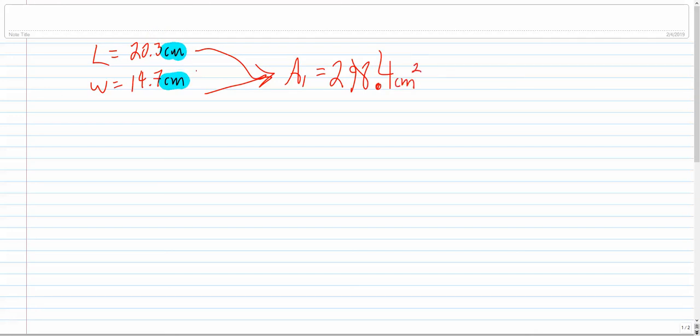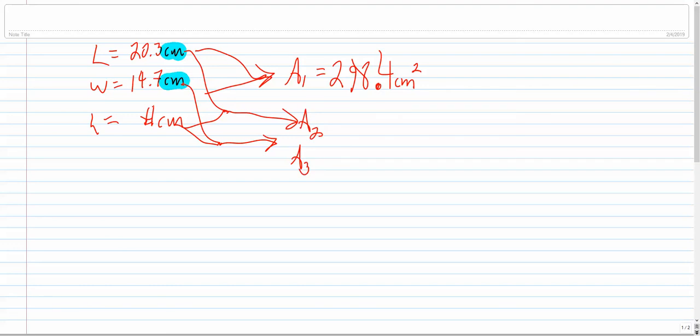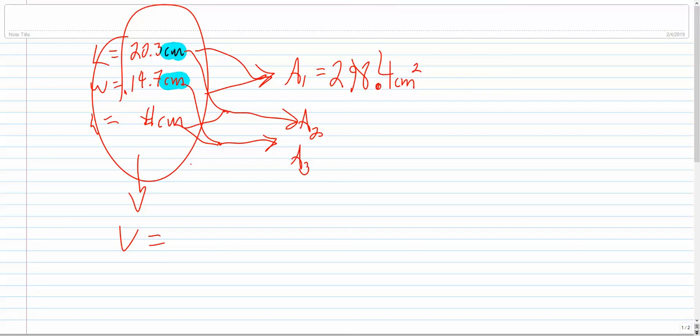So you should be able to do the rest of this activity, right? If you grab a block, you're going to get the length, the width, the height. You're going to measure some number of centimeters, and this side and this side would give you another area. This side and this side would give you another area. And then multiplying all three of these together would give you the volume. This activity then should be pretty easy for you.